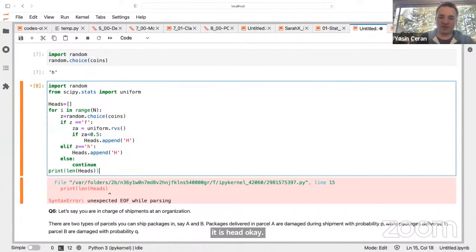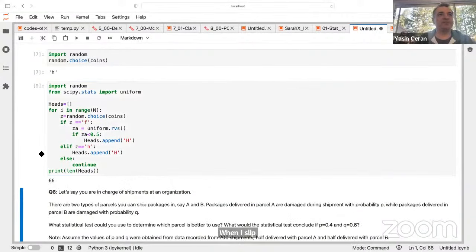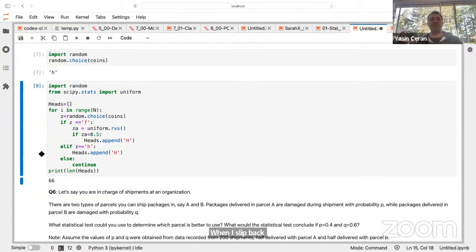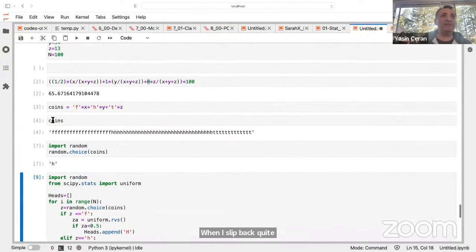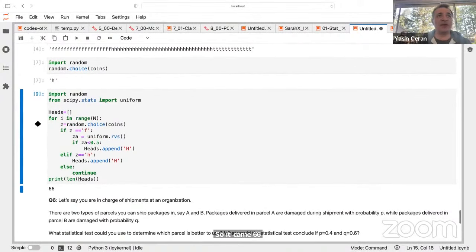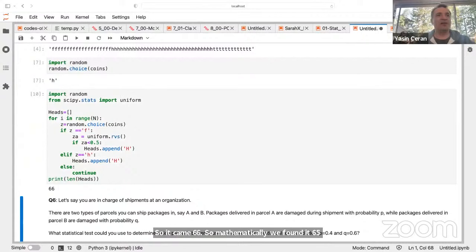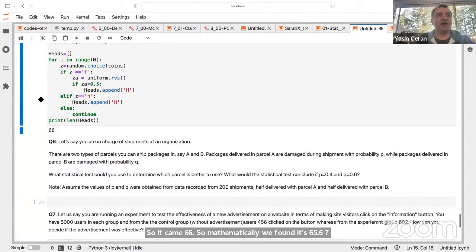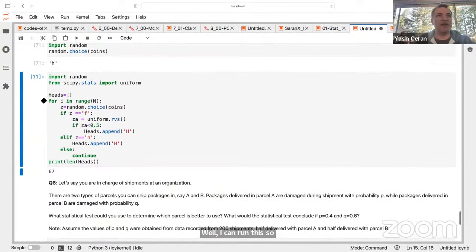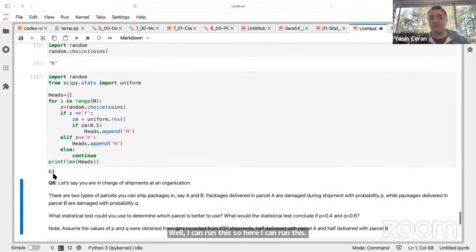So some print is missing here. So it came 66. Mathematically, we found it's 65.67. Well, I can run this many times. As you see, because it is an expected number, it's not certain. Because there are probabilities involved here, it's going to be 66, 64.